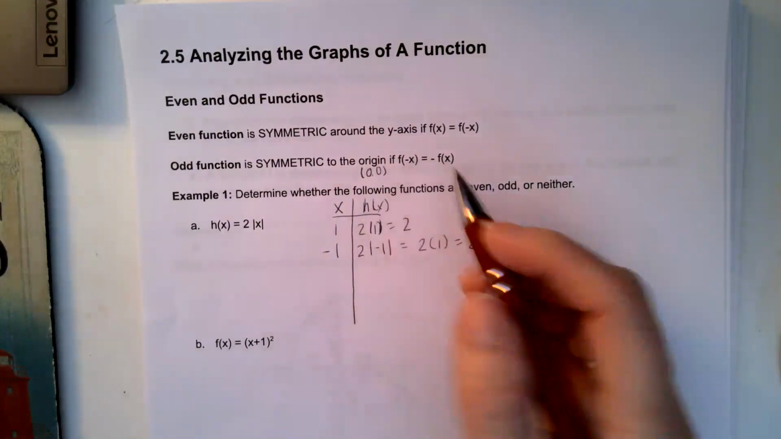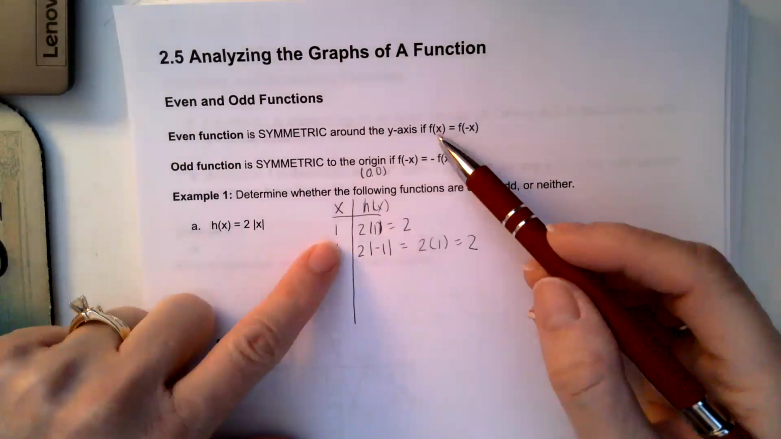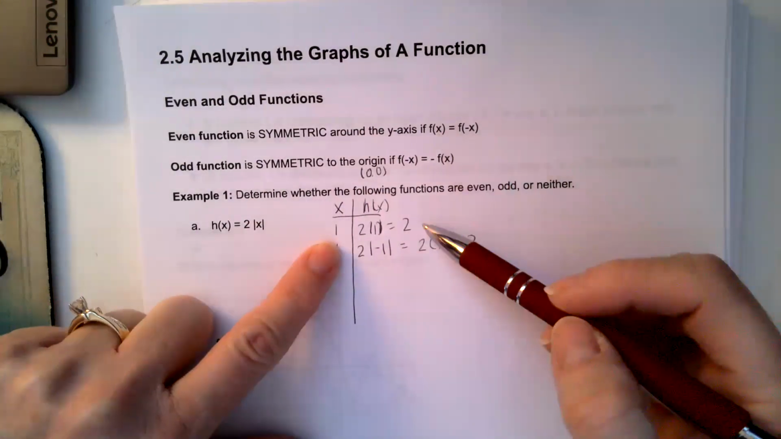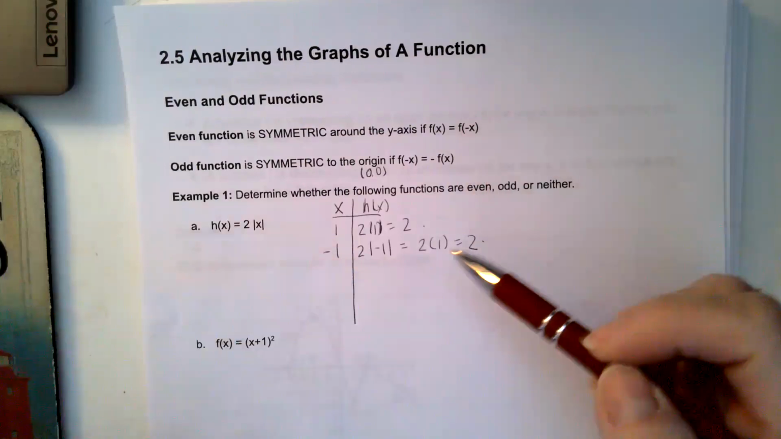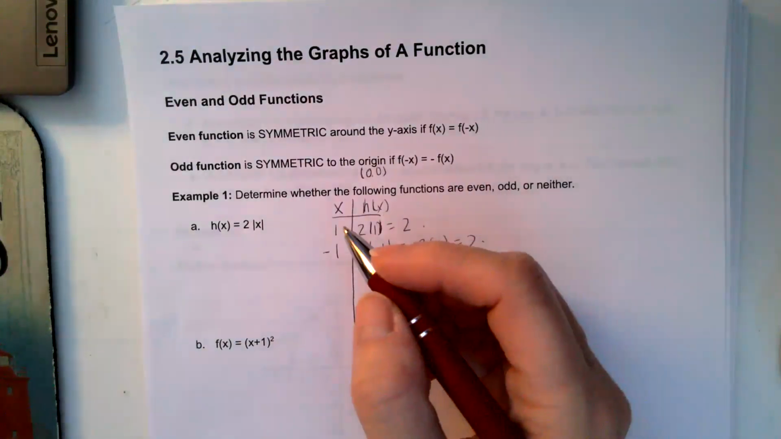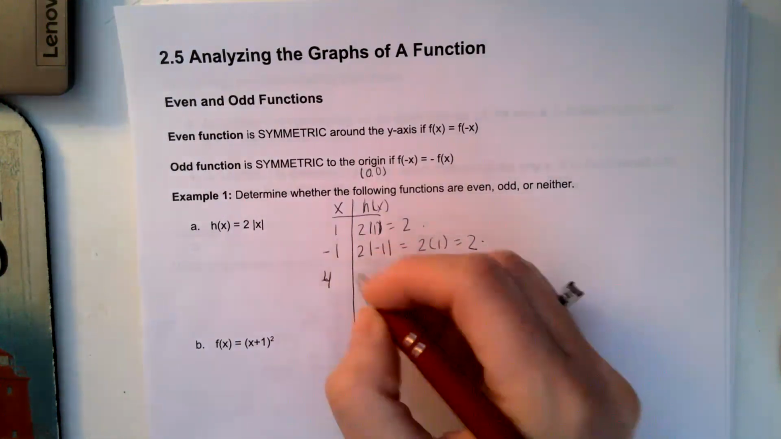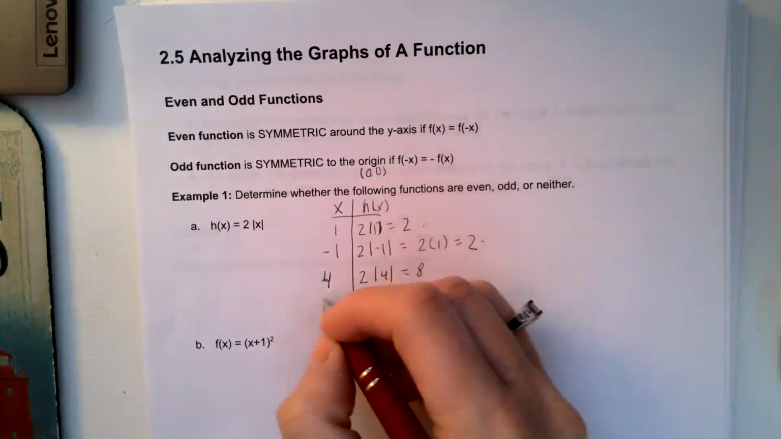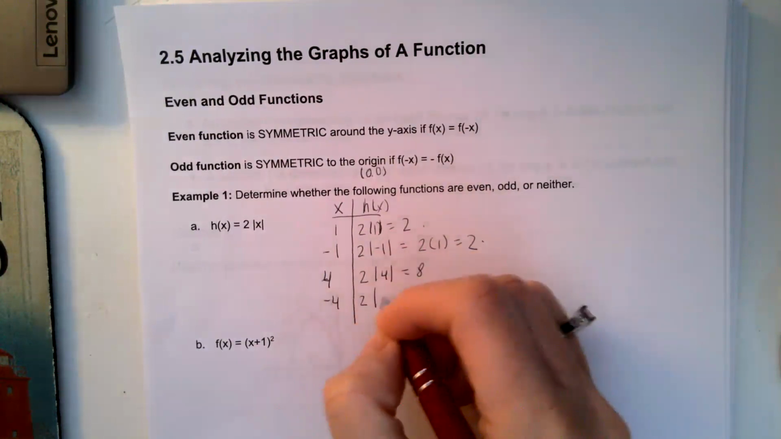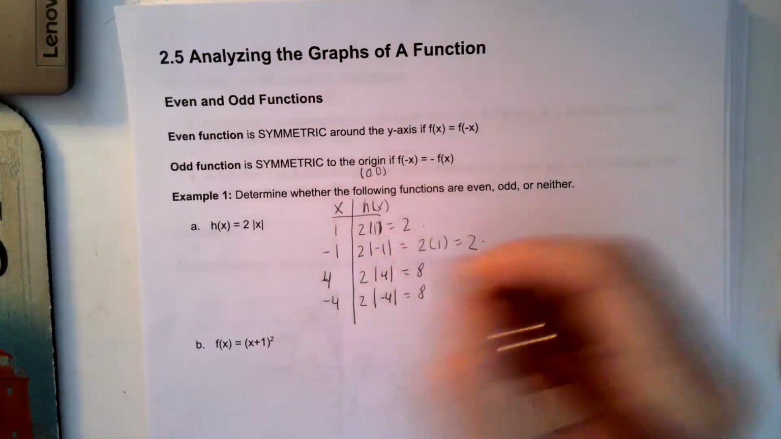So then we can look up here, because h evaluated at 1 is equal to 2, and h evaluated at the opposite of 1 is also equal to 2. Let's just put in another value and just confirm this. So I'm going to put in a positive 4. So 2 times the absolute value of 4 is 8. And then a negative 4, 2 times the absolute value of negative 4 is also 8. So it's an even function.